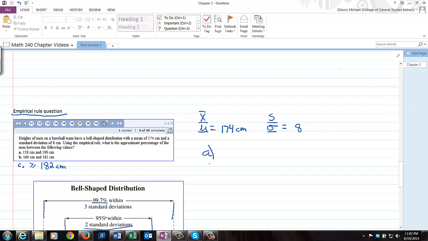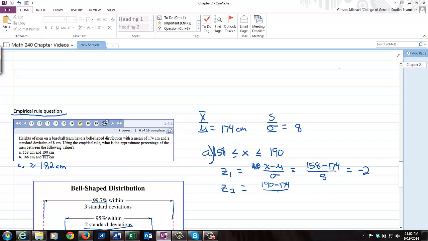All right. So for part A, x between 158 and 190. I'm going to do the same thing here. We'll use Z1 for the lower. It is going to be x minus the mean over the standard deviation. So that's 158 minus 174 over 8, which will equal minus 2. And then for Z2, that will be the higher number in the range they gave us. So that will be 190 minus 174 over 8. That's 16 over 8, and that's positive 2.